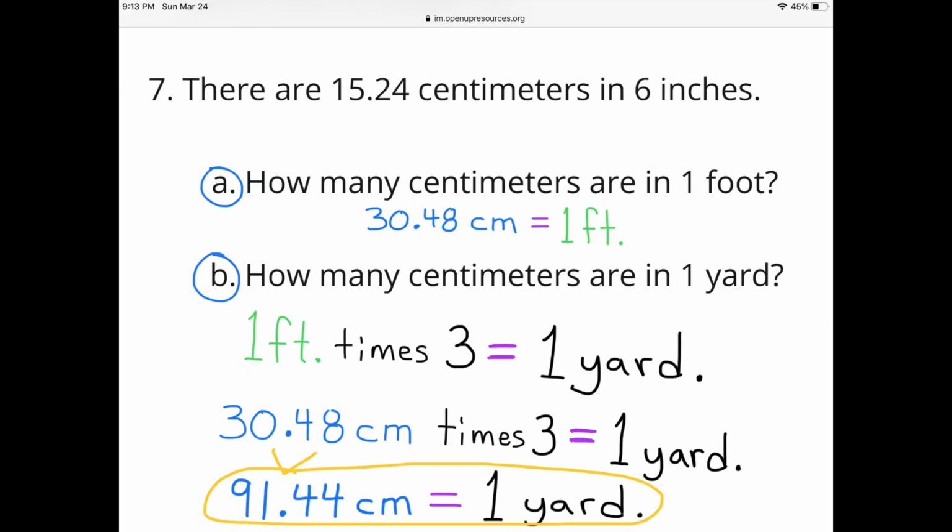B. How many centimeters are in 1 yard? Well, since there's 3 feet in 1 yard, we multiply 1 foot times 3, that gives us 1 yard. Next, we would multiply 30 and 48/100 centimeters times 3 to get 1 yard. And 30 and 48/100 centimeters times 3 is 91 and 44/100 centimeters. So there's 91 and 44/100 centimeters in 1 yard.